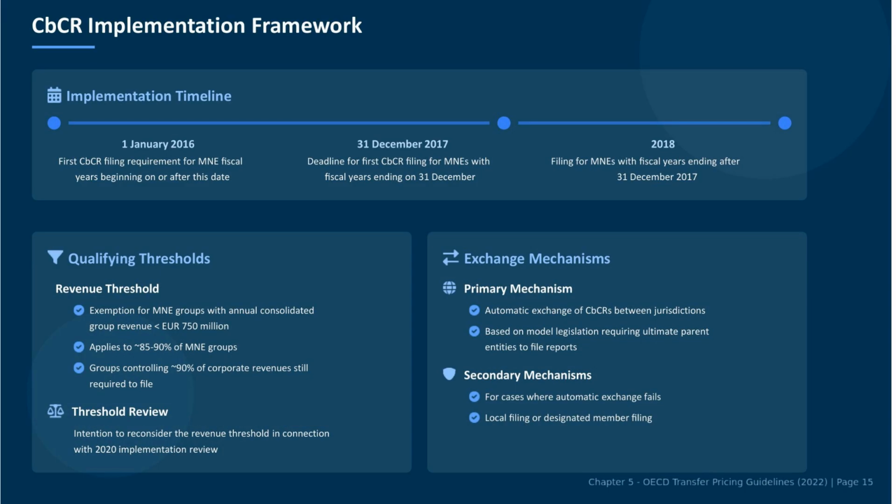The country-by-country reporting implementation framework began on the 1st of January 2016, with the first filing deadline on the 31st of December 2017. Multinational enterprises with fiscal years ending after this date must file. A revenue threshold of €750 million exempts smaller groups, covering 85 to 90% of multinational enterprises. Automatic exchange is the primary mechanism, with local filing as a backup.